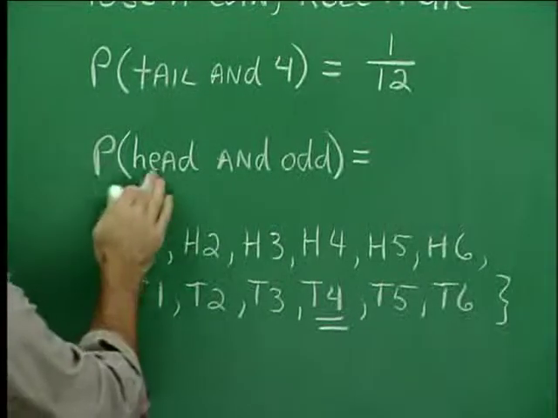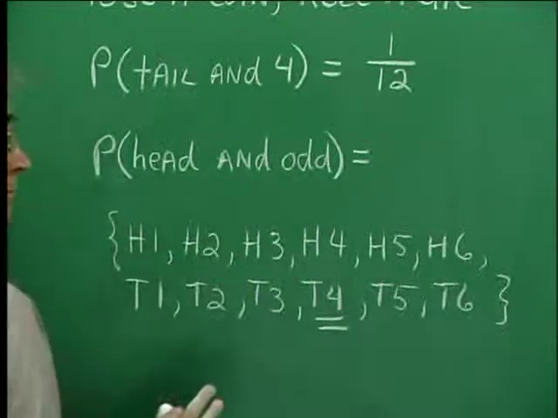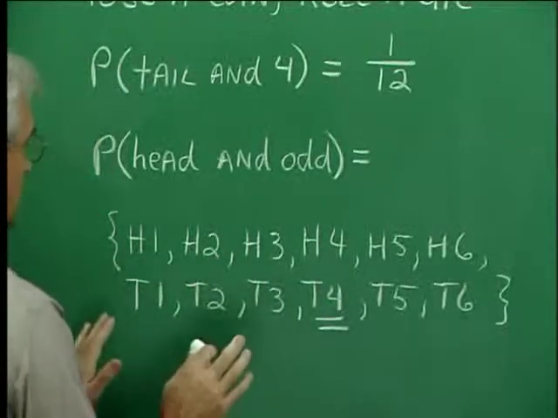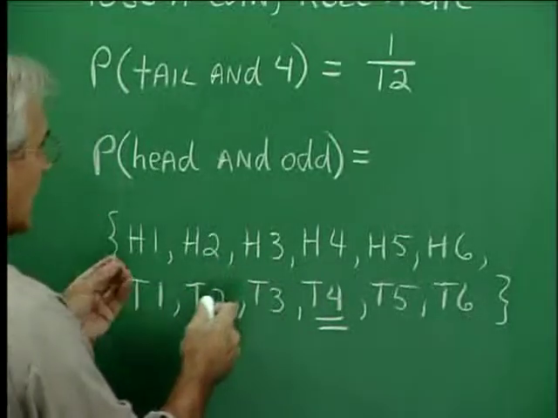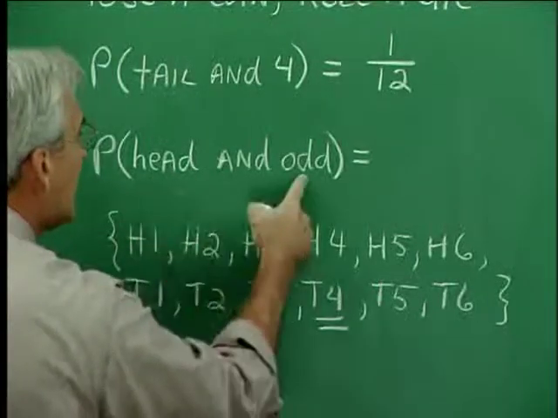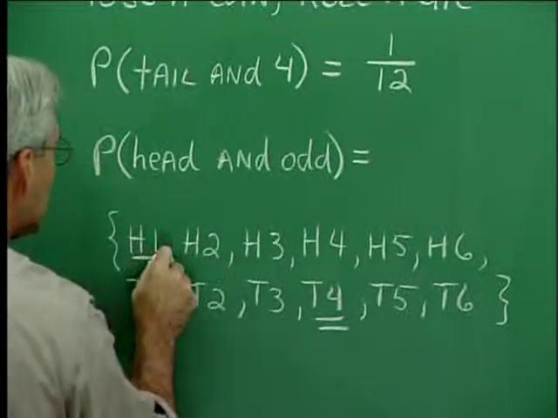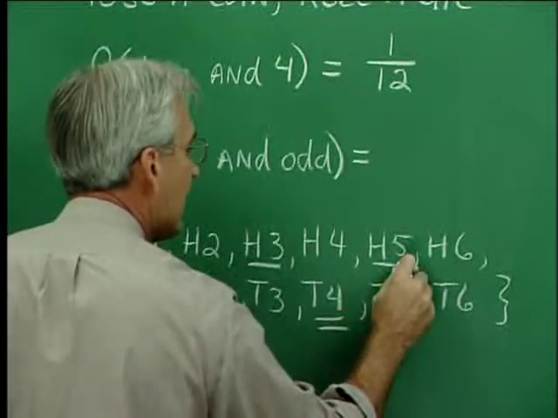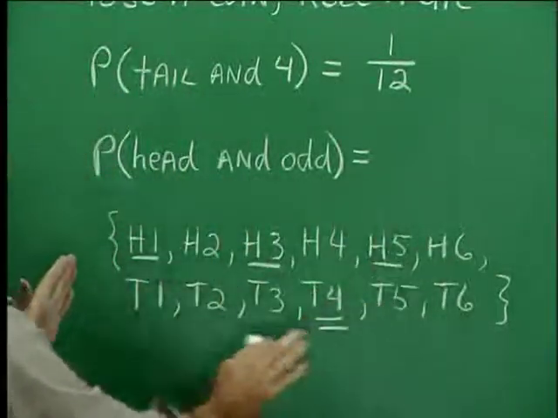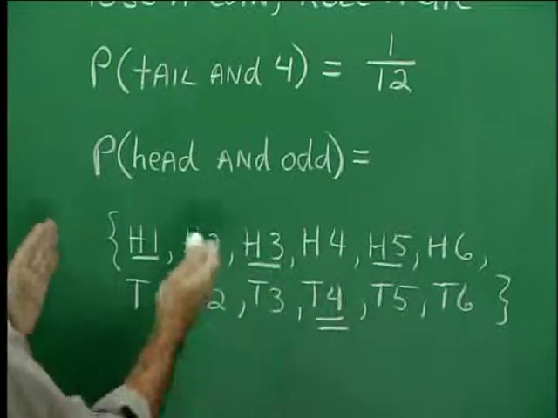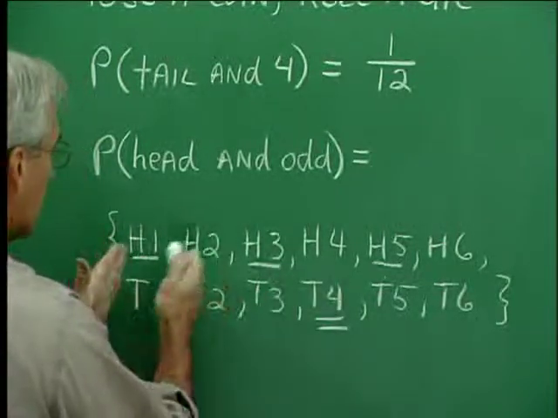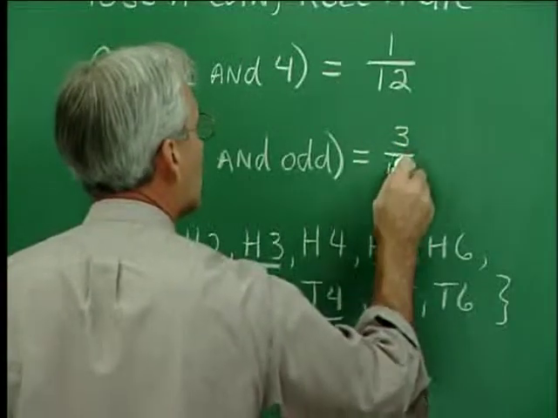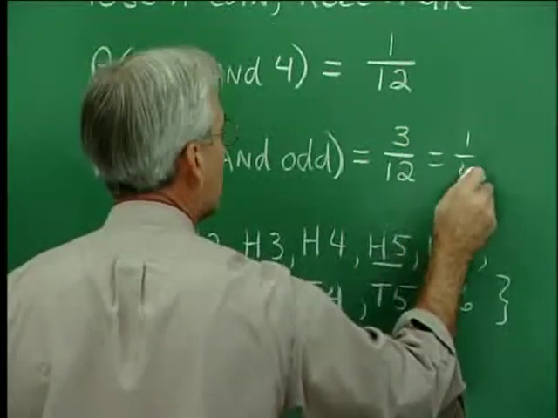Now the probability of head and odd. Here it's really handy to look at the sample space because we can easily identify head and odd. Head with 1, that's an odd number. Head with 3, head with 5. Those are the only items in the sample space that are head and odd. 1, 2, 3 out of 12. 3 over 12 we reduce to 1/4.